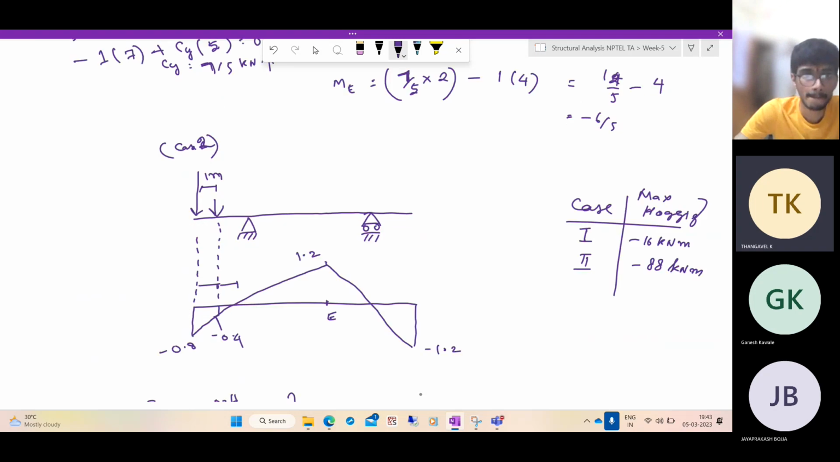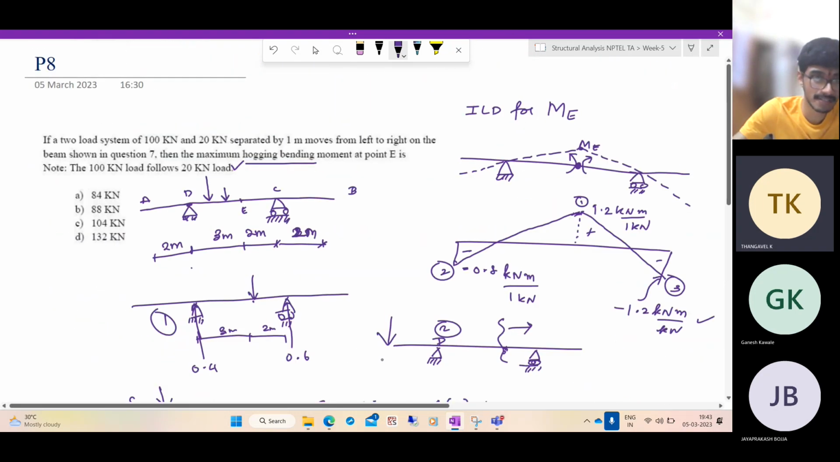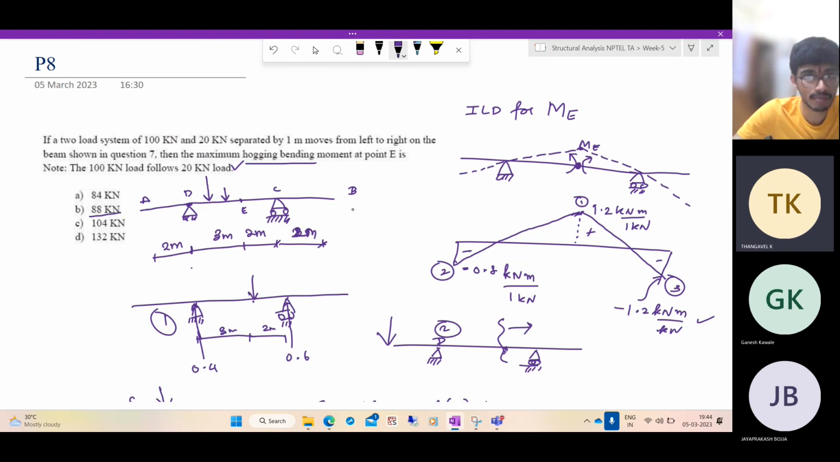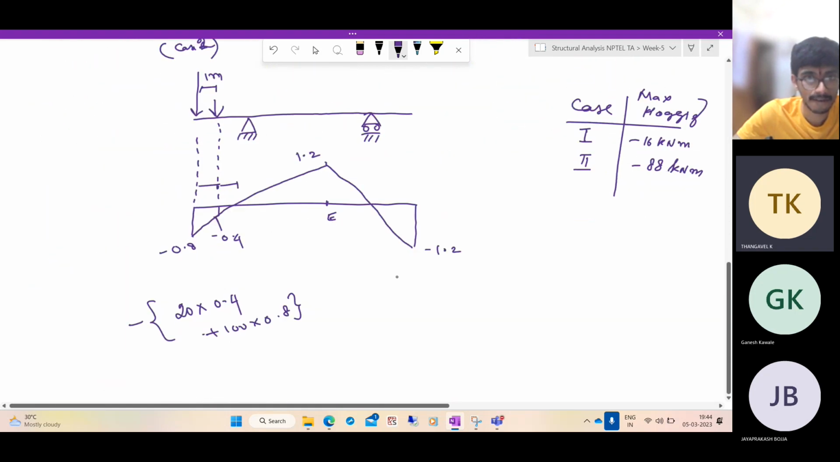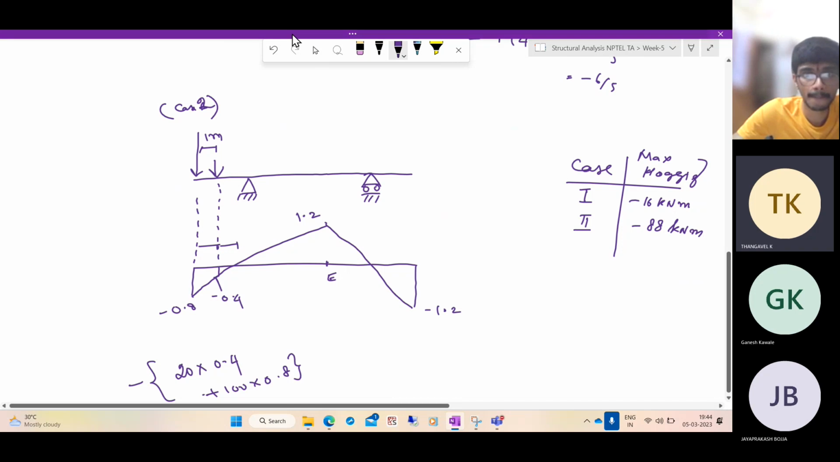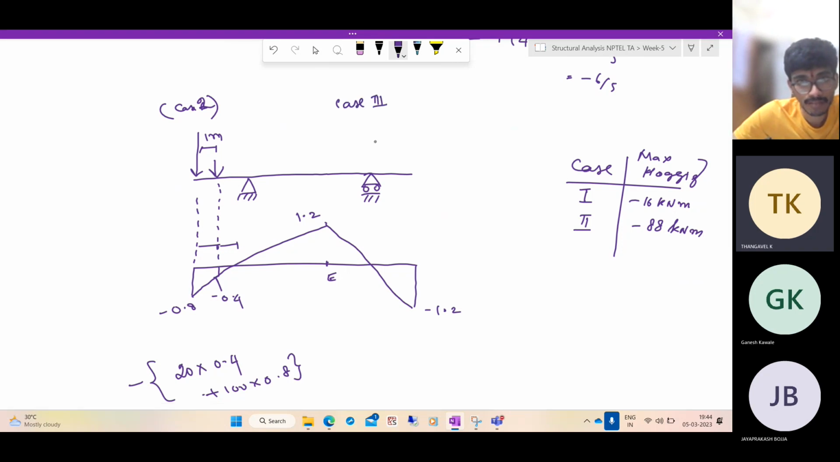So I think there's a mistake in this question. I have tried it earlier. So minus 88 seems to be an answer. But we also have negative bending moment when you have the load on the right side. So let us see what happens when the load comes here. Let us see case 3.